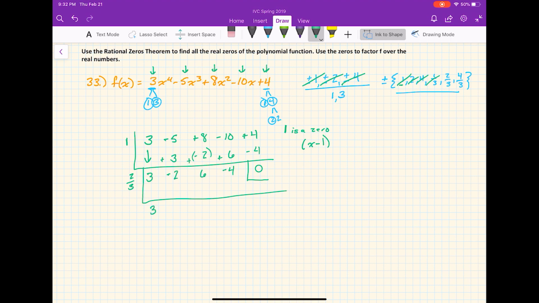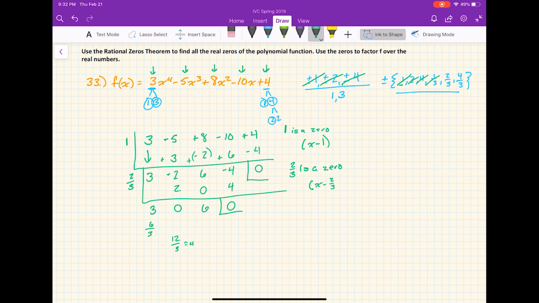Let's see what happens when I use 2/3. 2/3 times 3 gives me 6 over 3, which reduces to 2. So put 2 here. That's going to give me 0. And 2/3 times 0 is 0. So that brings down the 6. And then 2/3 times 6 gives me 12 over 3, which is 4. 4 plus negative 4 gives me 0. Oh my gosh, I found another 0. So 2/3 is a 0. Basically x minus 2/3 would give me a 0.